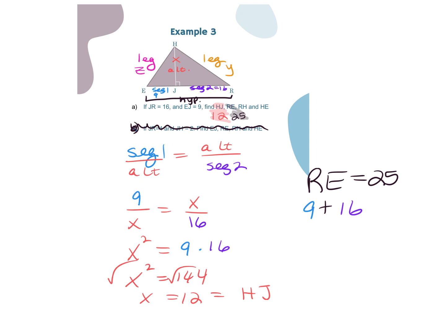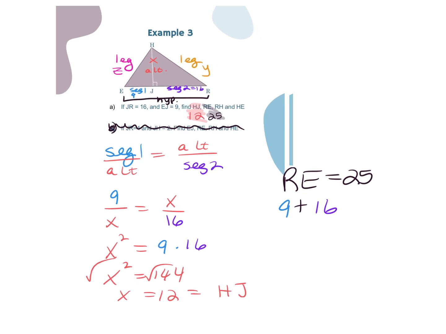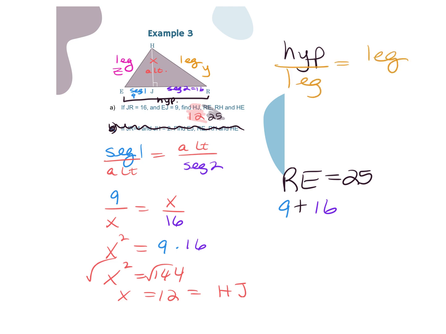Now we're going to work on the 2 legs. I'll go ahead and do the gold leg first, which is the RH. I'm going to be using my hypotenuse over leg equals the gold leg over its segment, and remember the gold leg's segment is the purple one. So it's the segment, but it's going to be segment 2. So let's fill it in.